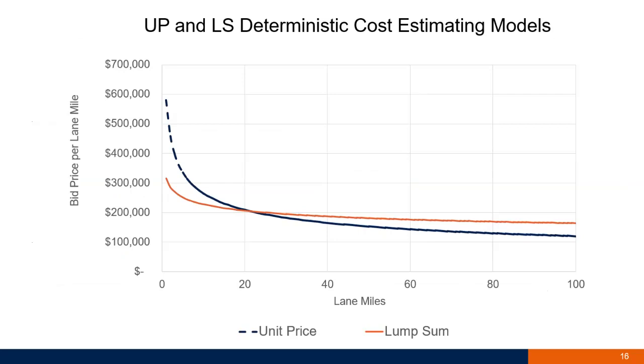In this graph, it tells you that it's better to use lump sum from 0 up to approximately 20 or 21 miles, and then you would have a lower cost per lane mile if you used unit price above 21 miles. But this is just the deterministic part of the model.